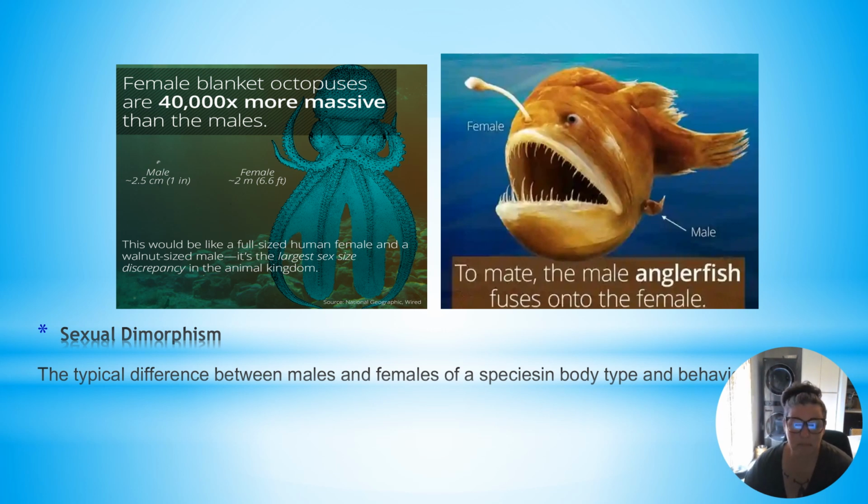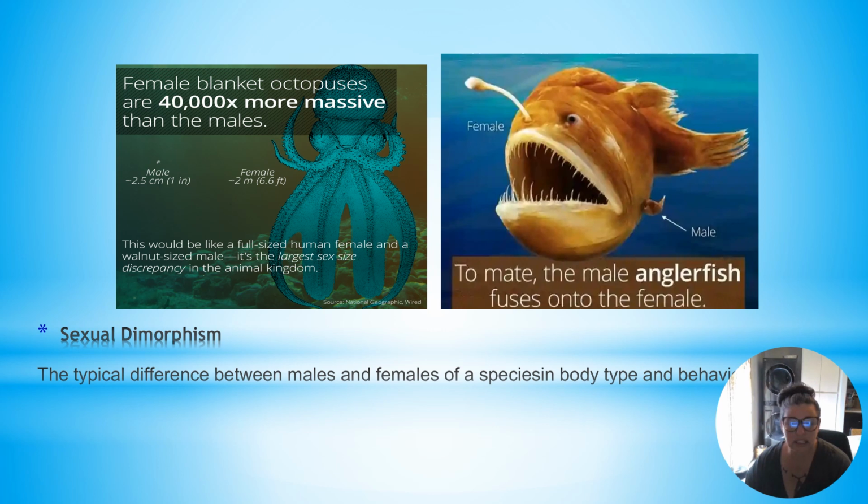The males, though, actually can't eat. They have no stomach, no intestines. The only way that they can survive is by finding a female anglerfish and attaching, basically biting her and attaching to her. And that's how he gets his nutrition. He would starve if he didn't do that.